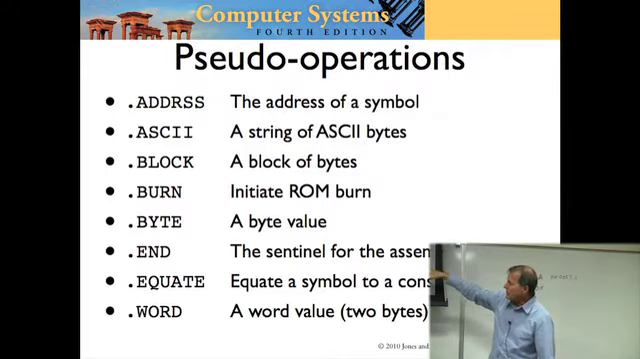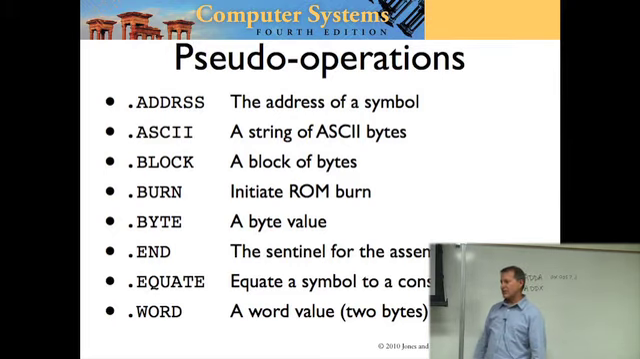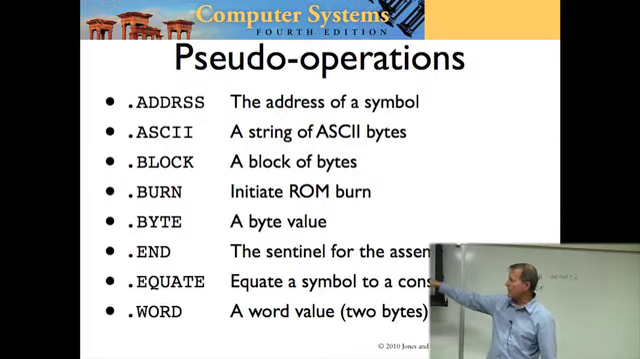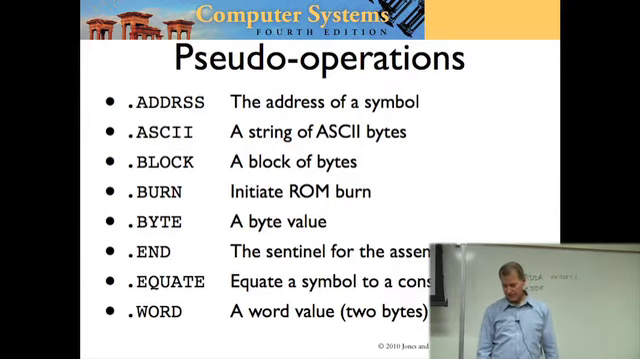There's a .BYTE command, which you use if you want to specify a byte value. There's a .END. Now the .END in assembly language corresponds to the ZZ. Are you with me? And then .EQUATE equates a symbol to a constant value, and then a .WORD is a word value. And how many bytes is a word? 2 bytes, in PEP8.